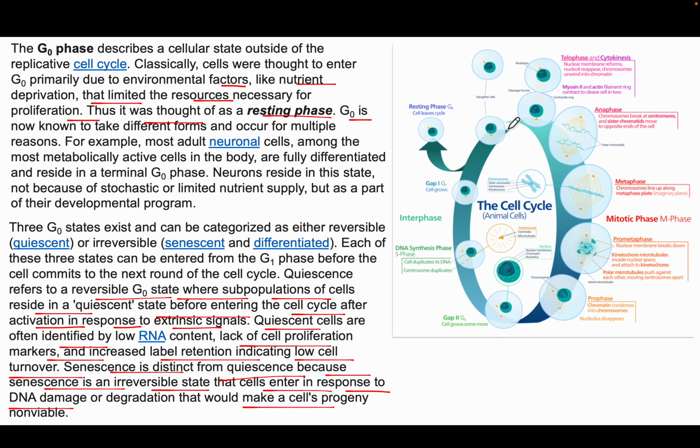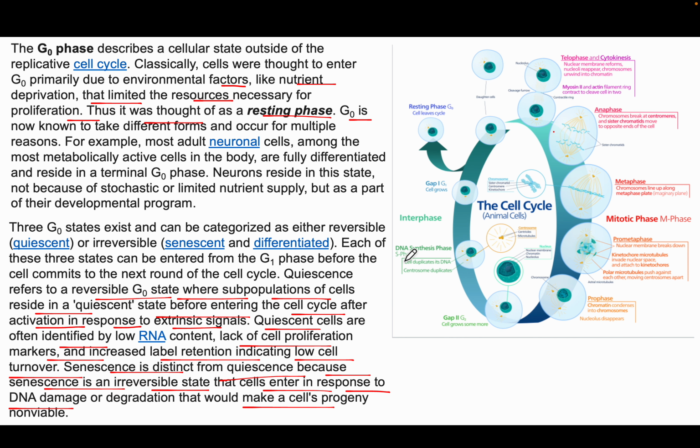At the very end of the cell cycle, you can see telophase and cytokinesis, where a cell will divide properly into two daughter cells, and then cytokinesis will happen. But if we see from G1, what happens now? It can also go to S phase if it's not going to G0 stage.